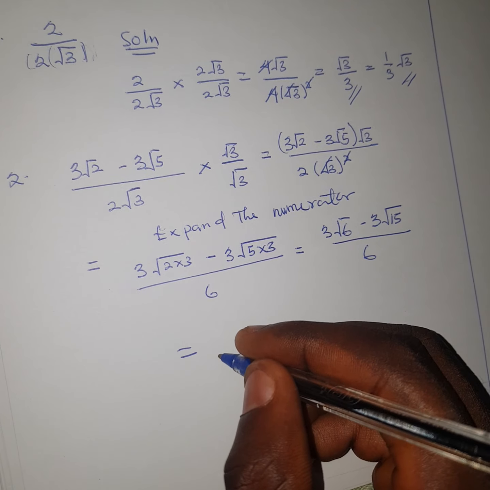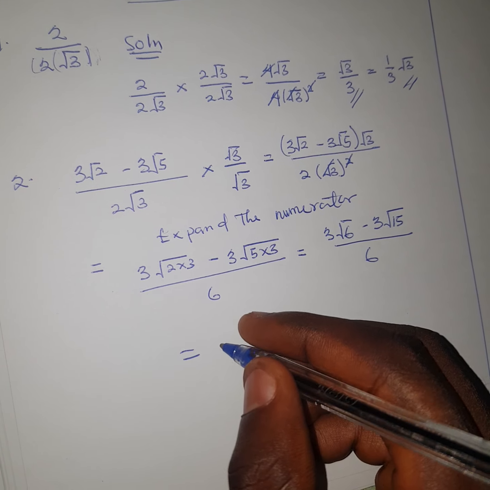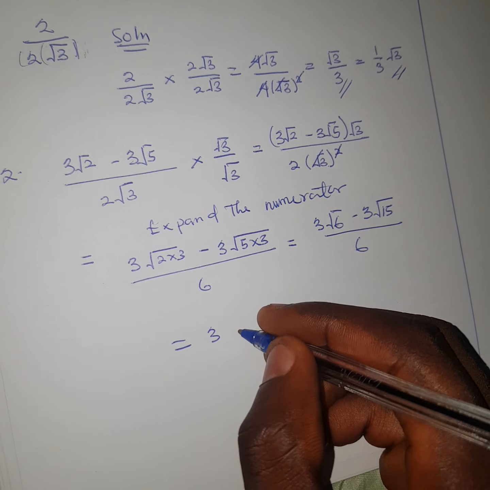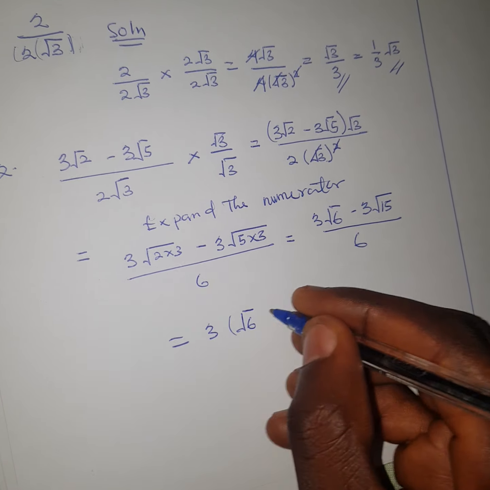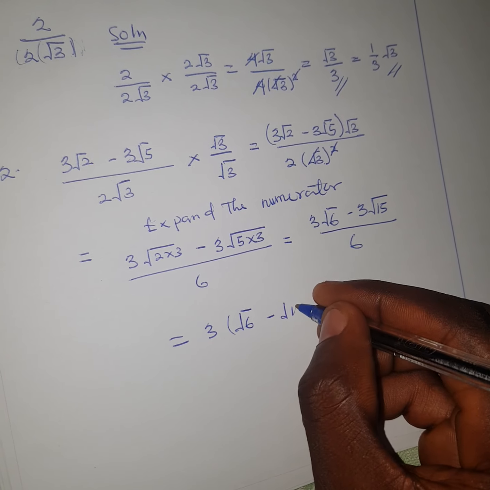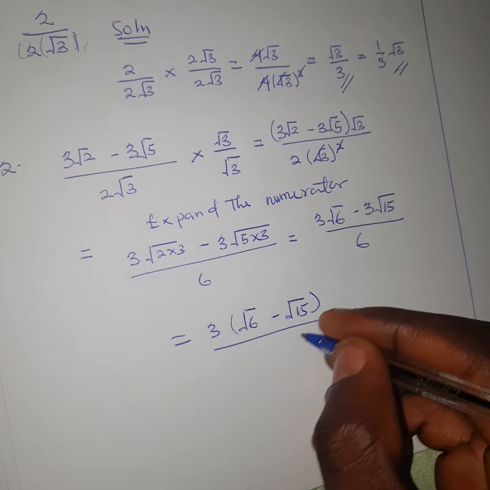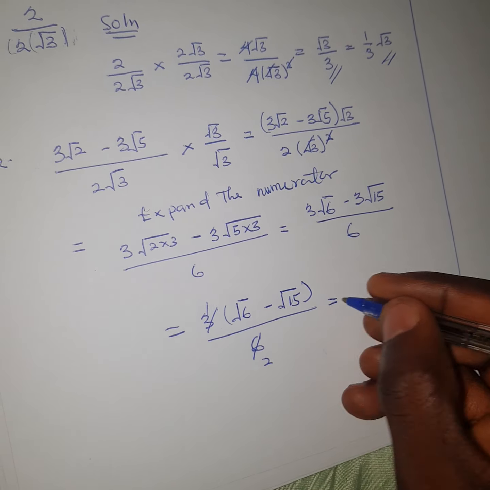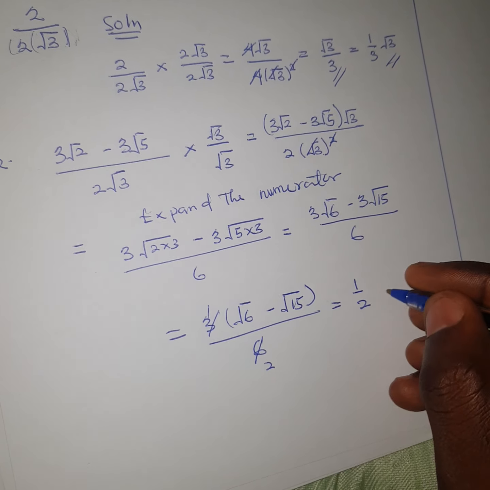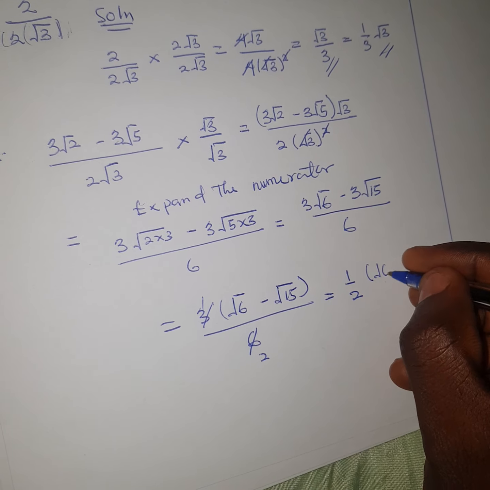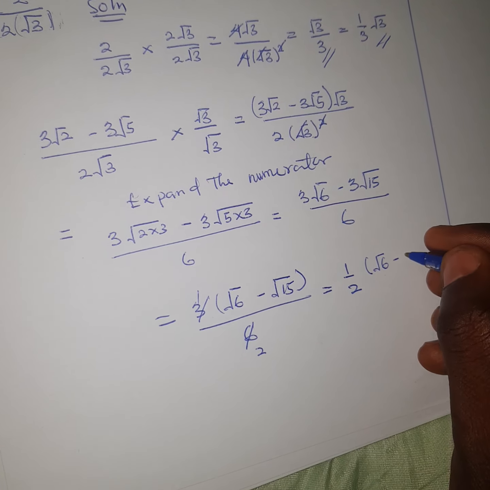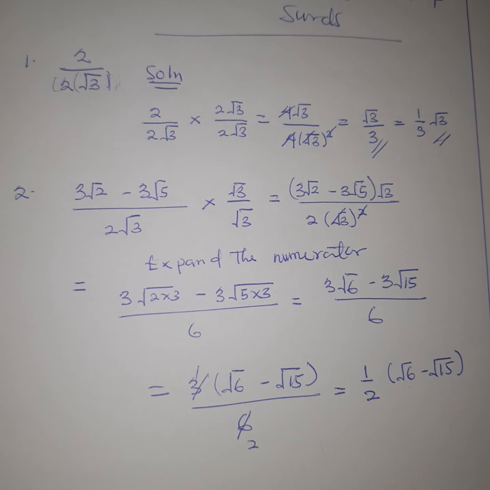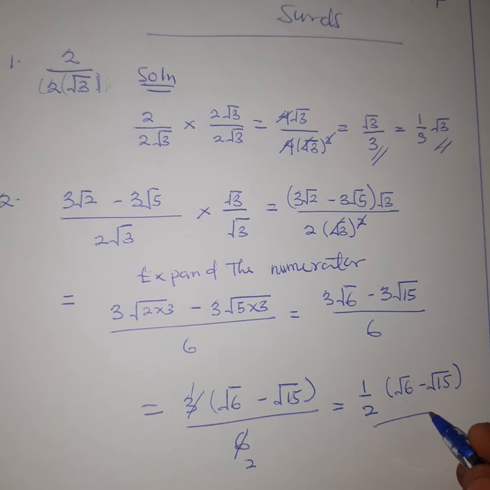Let's factorize the 3 out. This is 3 times root 6 minus root 15, all over 6. So 3 goes into 3 once, and 3 goes into 6 twice. This is 1 over 2 times root 6 minus root 15. Okay, so this is the answer.